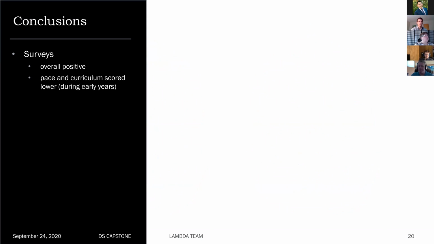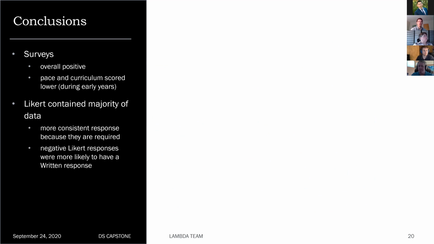Right, so some conclusions that we came to. The surveys were overwhelmingly positive, and the pacing curriculums that scored towards neutral quickly recovered. Likert scores were the majority of the data that we were able to use simply because they were required, and so all the students gave those. We did find out that negative Likert responses were much more likely to have a written response paired with them.